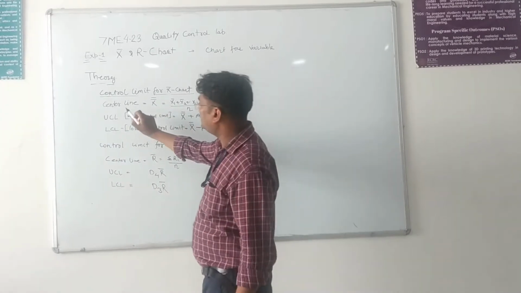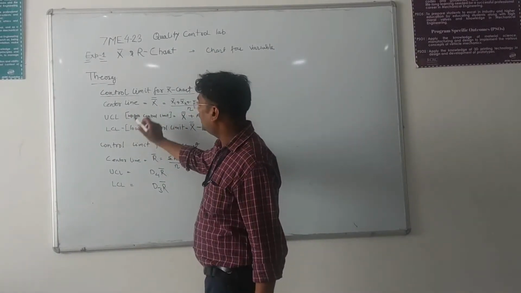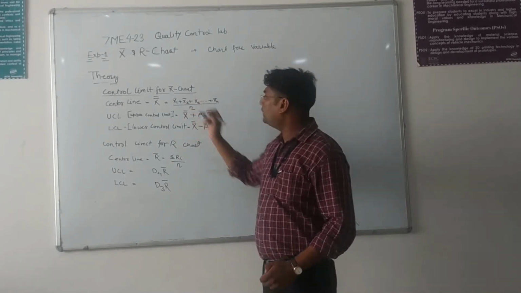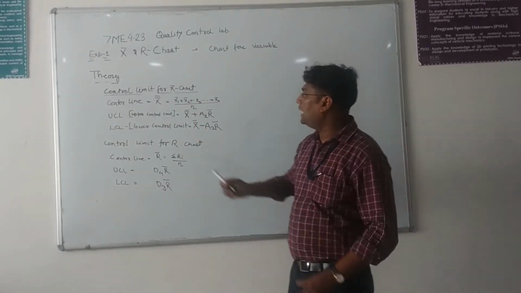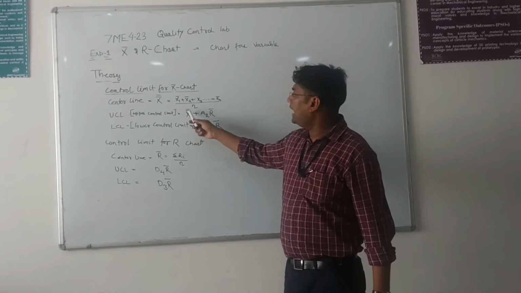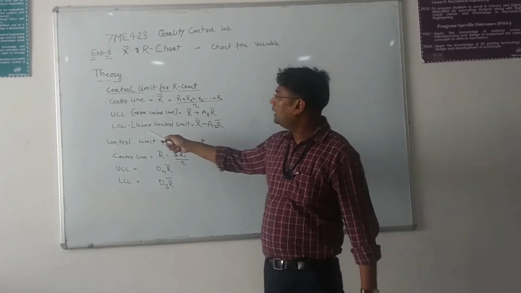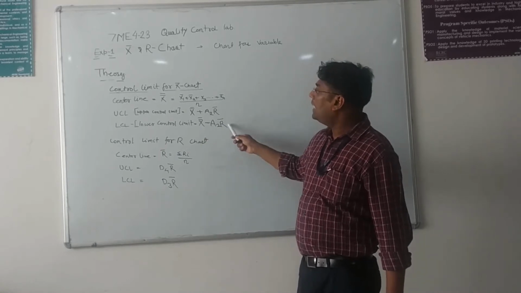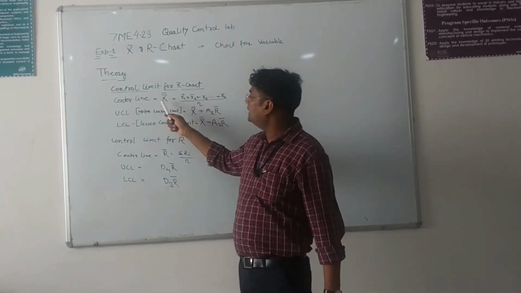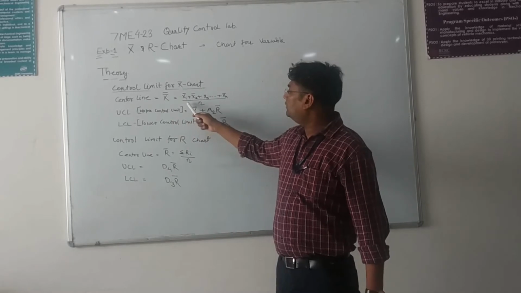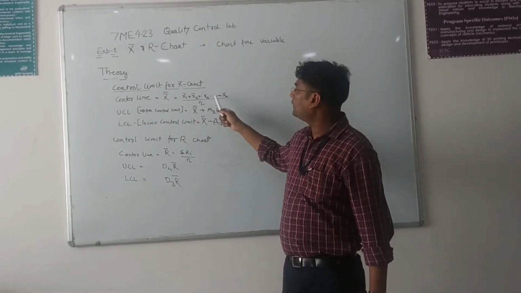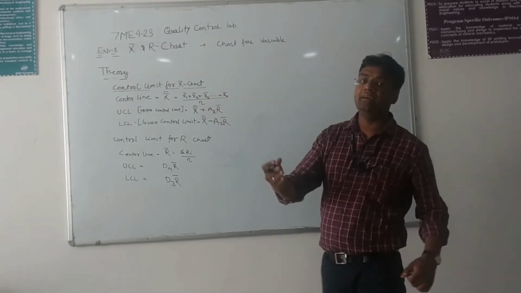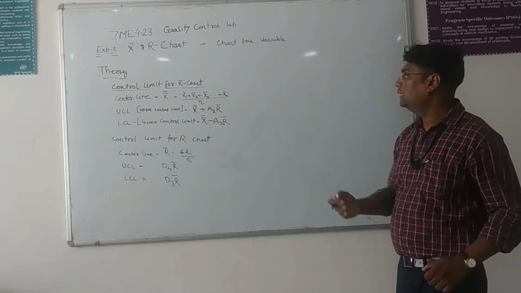First is control limits. We have to find control limits. For the X bar chart, the upper control limit is X double bar plus A2 R bar. The lower control limit is X double bar minus A2 R bar, and the center line for this chart is X double bar, which is the average of all the averages of the lots.